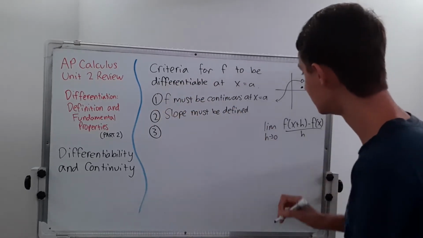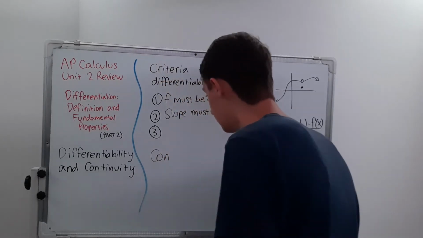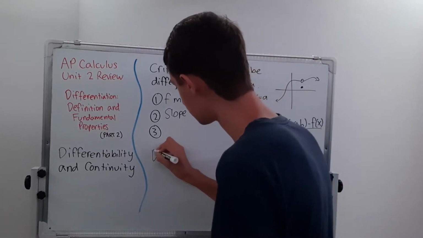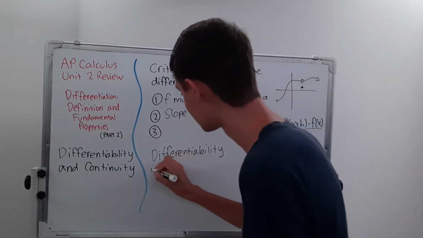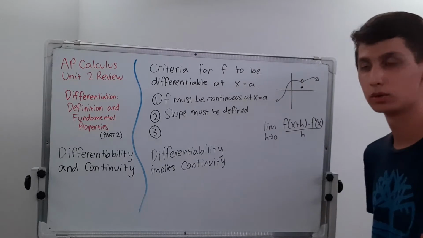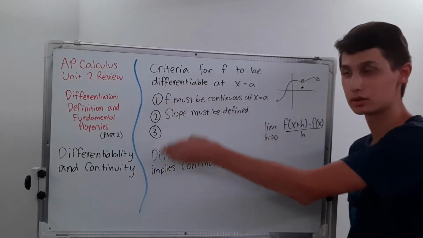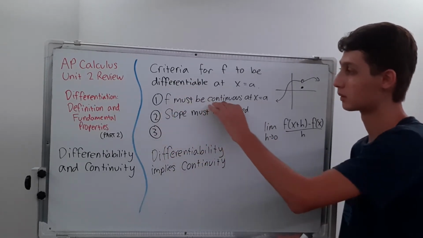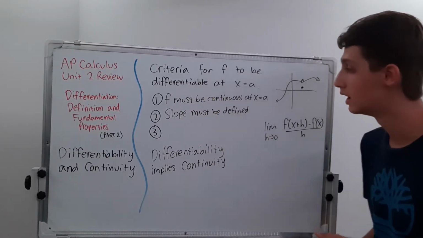So continuity, so let me write this down here. Actually, I'm sorry, let me write it the other way around. Differentiability implies continuity. Because if you're differentiable, that tells you that you meet these three requirements, which the third one we don't have yet, but we meet these requirements, and one of these requirements is that you're continuous. So if you're differentiable, you have to be continuous. That's part of the definition.